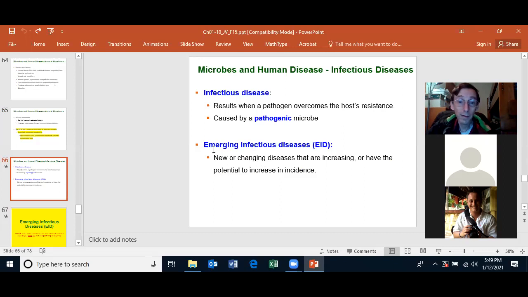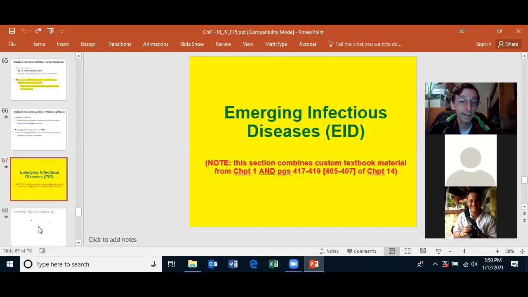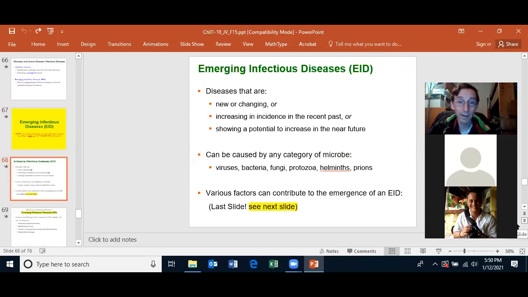Any questions about emerging infectious diseases? All right, so I want you to know the term emerging infectious diseases. You should know that coronavirus is an emerging infectious disease. They're new or changing diseases that are increasing, or they have a potential to increase in the near future.